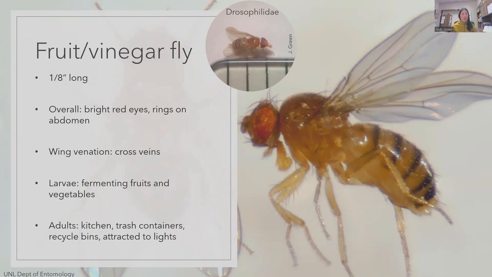And again, you think of a fruit fly, you think of fermenting fruits and vegetables, and you think of kitchens, trash, recycle bins, and they're also attracted to light.